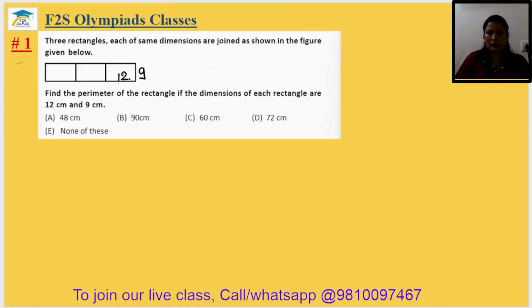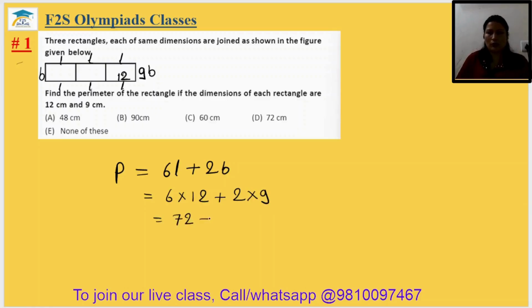Okay, 12:9. So what is the perimeter? The perimeter means this L plus this L plus this L. This is your B, this is your L, L, L and B. So 6L plus 2B. The perimeter of this shape will be 6L plus 2B. L is given 12, so 6 multiplied by 12 plus 2 into B, which is 9. 72 plus 18 is 90 centimeter. It is in option B. The first answer will be option B.